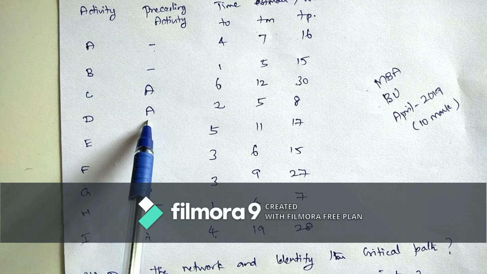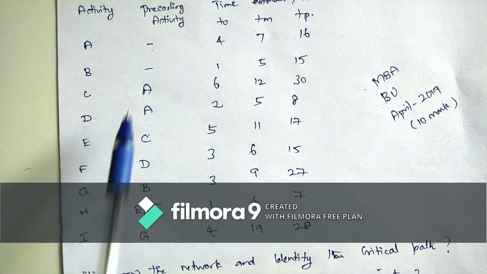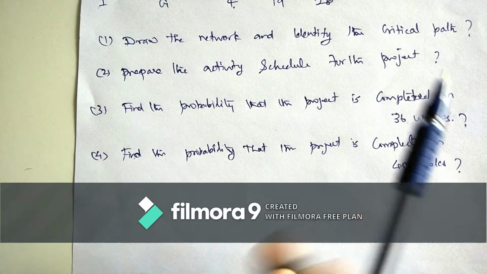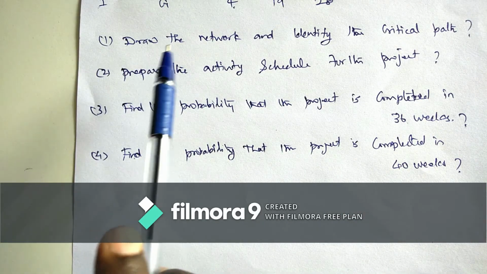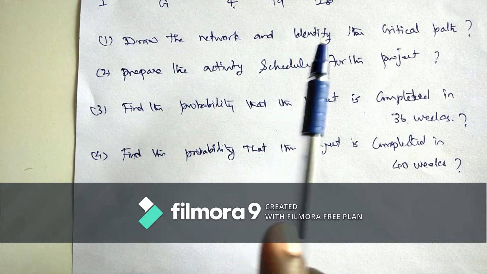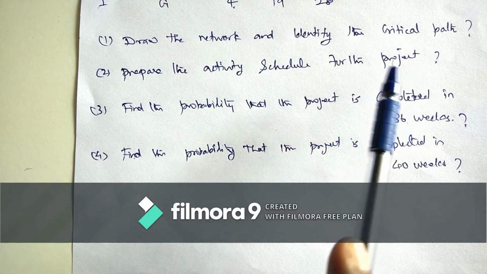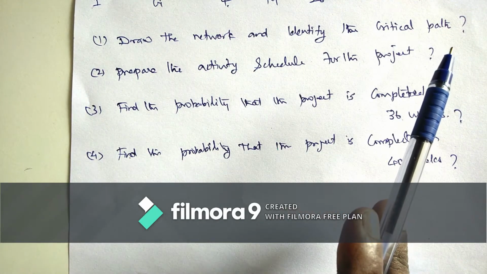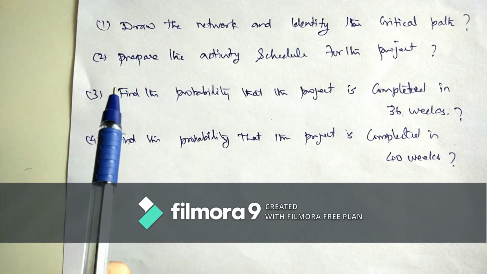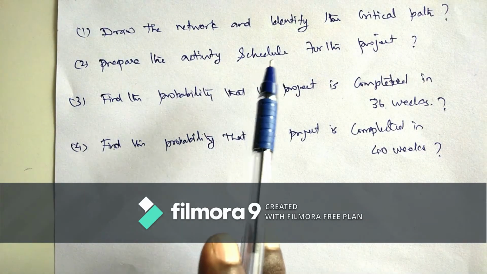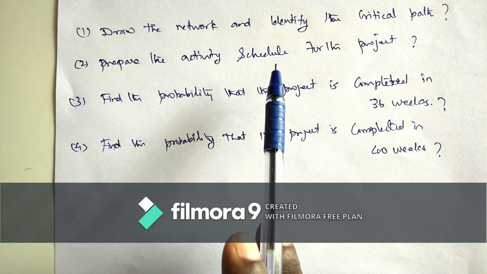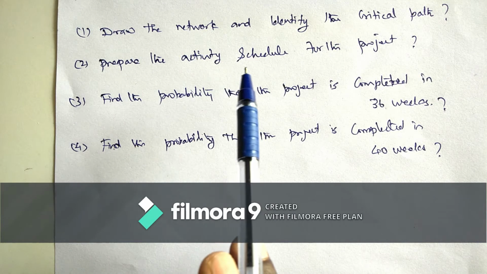For D, A is the previous one, for C, A is the previous one, for E, C is the previous one, and so on. So the question is: question number 1, draw the network and identify the critical path. First of all we have to draw the network and identify the best path. And second, prepare the activity schedule for the project.